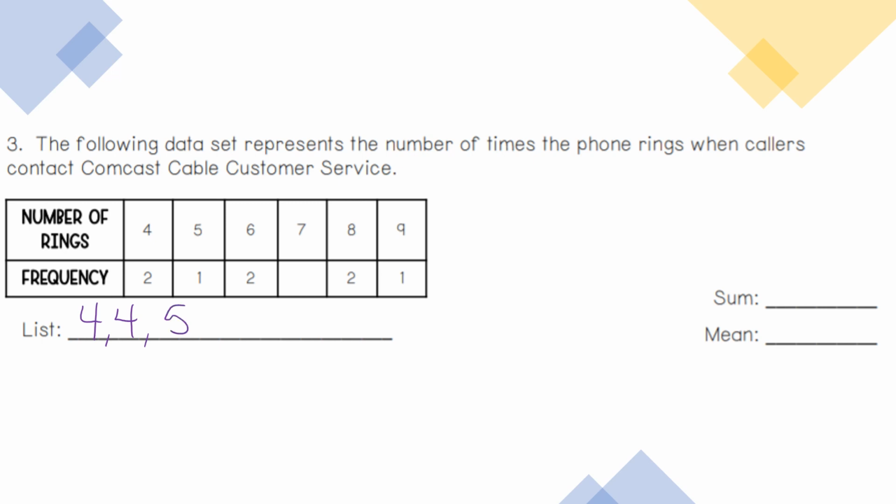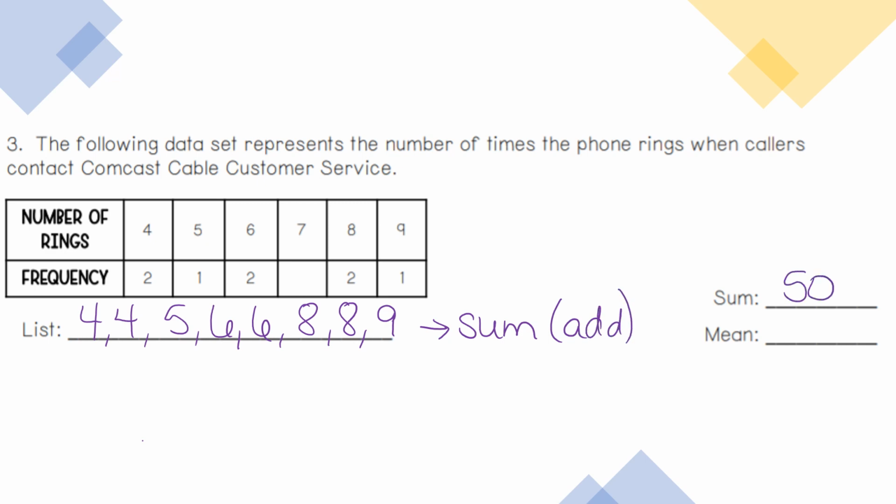5 rings occurred once. 6 rings occurred twice. 7 rings did not occur. 8 rings 2 times, and 9 rings only occurred 1 time. So at this point, you want to find the sum of those values, or you want to add them. Once you did that, the sum was 50.